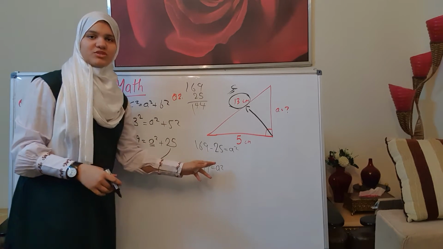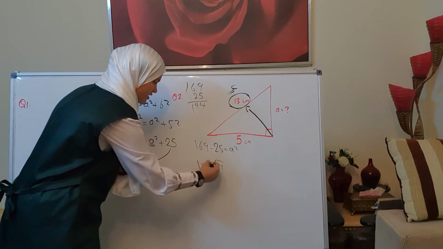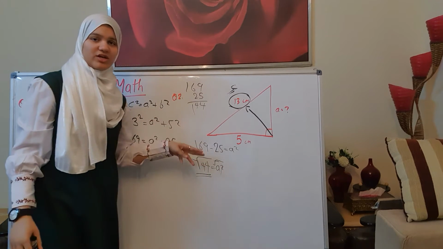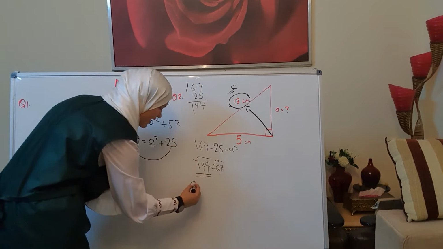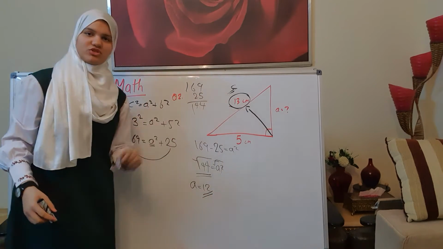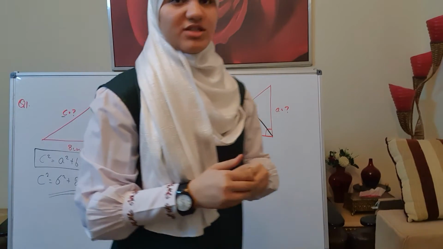Now also we take the radical of both sides to cancel the square. That means radical of a squared and radical of 144. The square root of 144 is 12. So that means a is equal to 12. This is the final answer for this part of the question. Now let us continue on to the other questions.